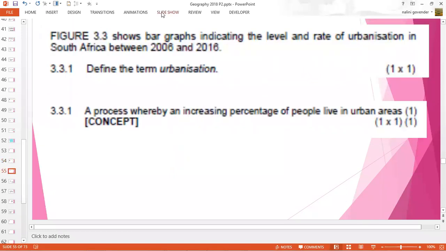The first question they've asked us is to explain the concept urbanization. We've done that. It's a process whereby an increasing percentage of people live in the urban areas. So if we say that our country is 58% urbanized, that means 58% of our country's population would be living in the urban areas. 58% living in the urban areas.